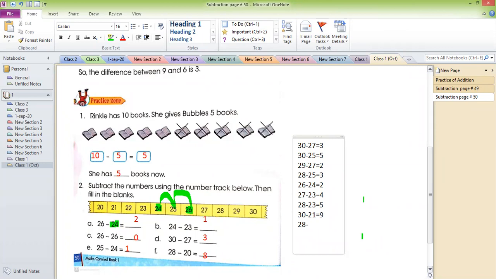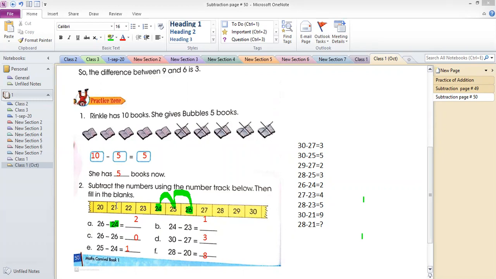28 minus 21 equals, this is 28 minus 21. And who will answer it? Anas Ahmad. Yes, sir. Anas, 28 minus 21. Can you tell me the answer?